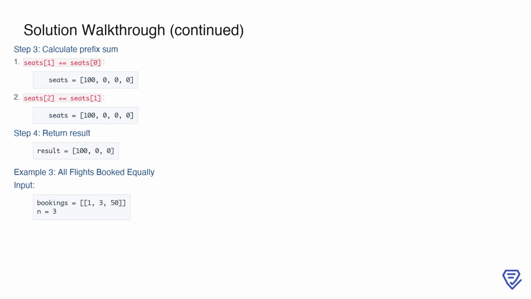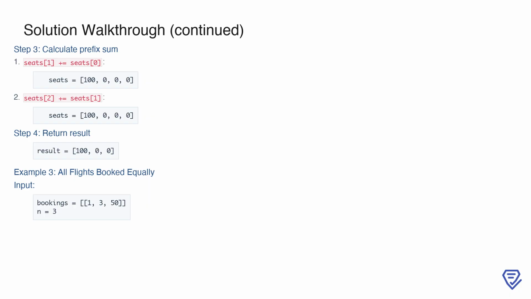To compute the prefix sum, we start by adding seats 0 to seats 1, resulting in 100, 0, 0, 0. Then, we add seats 1 to seats 2, leaving the array unchanged as 100, 0, 0, 0. Finally, we exclude the extra boundary element and return the result as 100, 0, 0. This correctly reflects that only the first flight is booked with 100 seats, while the other flights remain unaffected.